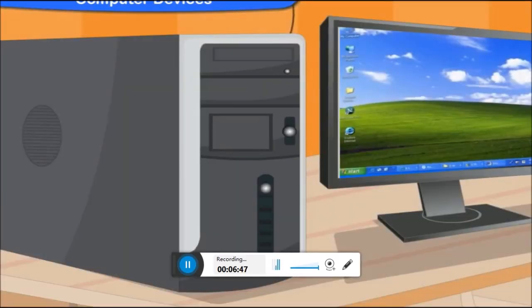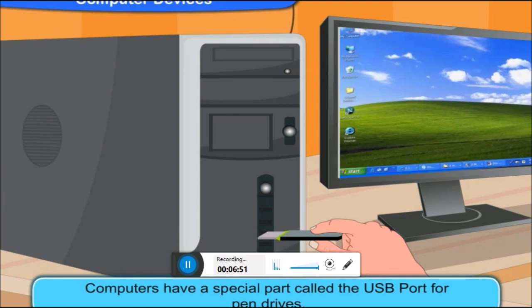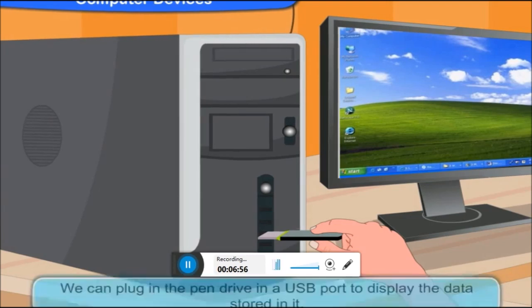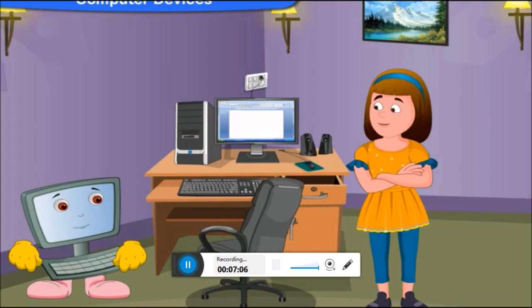A pen drive can hold much more data than a CD. Computers have a special part called the USB port for pen drives. We can plug the pen drive into a USB port to display the data stored in it. Pen drives are of different capacities.